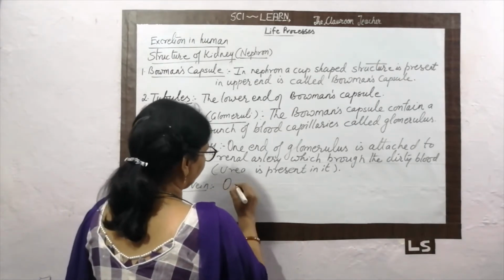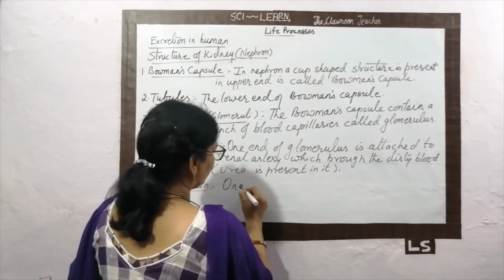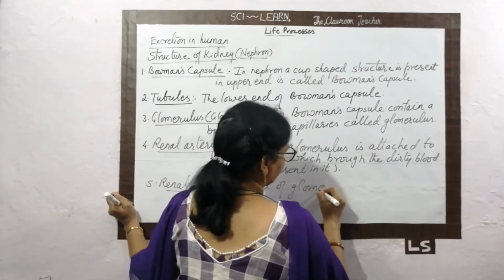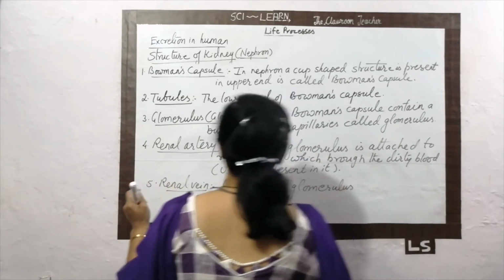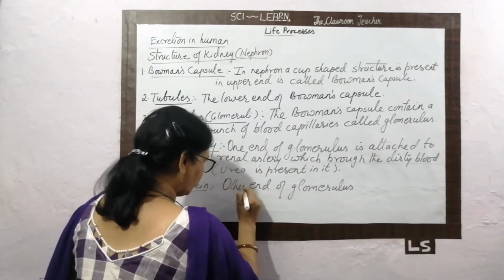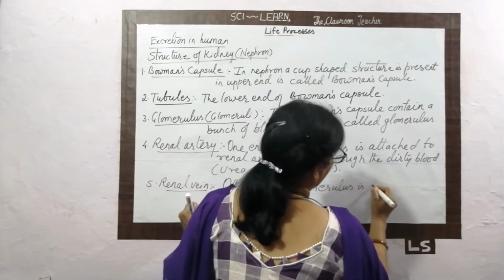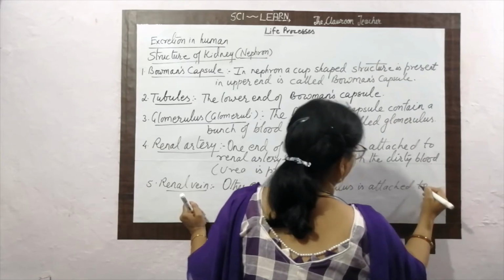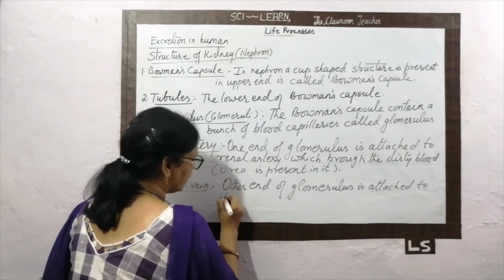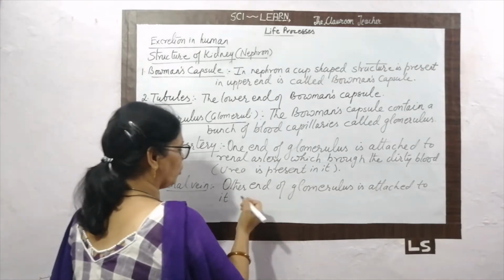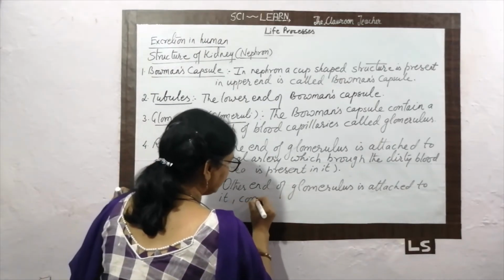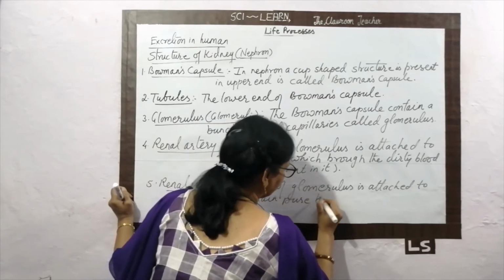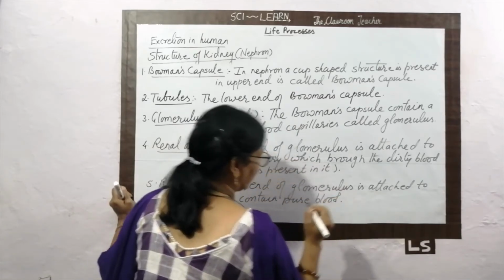So the other end of the glomerulus is attached to it. And what is present in it? Pure blood. Pure blood means the blood after filtration.